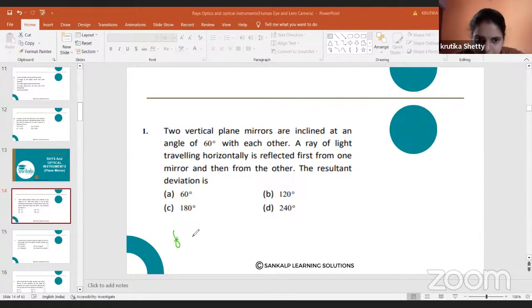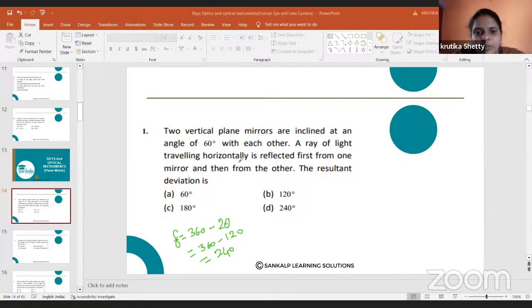The deviation is given by 360 minus 2 theta. What is the angle between the two mirrors? The angle between the two mirrors is 60. So 2 into 60 is how much? That is 120. So 360 minus 120 is how much? It is 240. So option D is right here. Yes, 240. Yes, Damini, Kumar. Yes, correct, everyone. Option D is right.